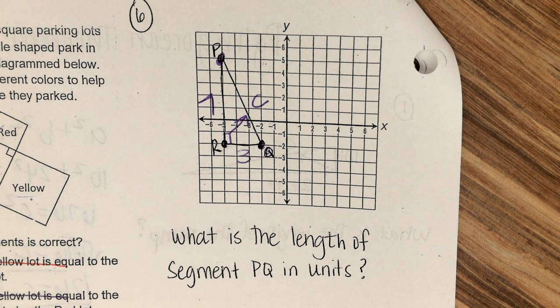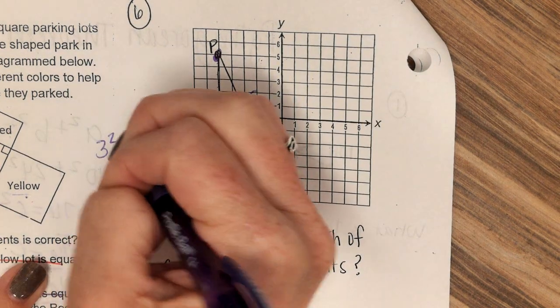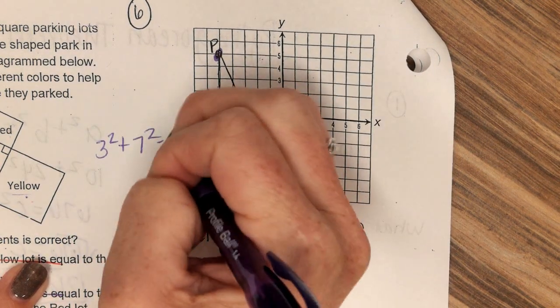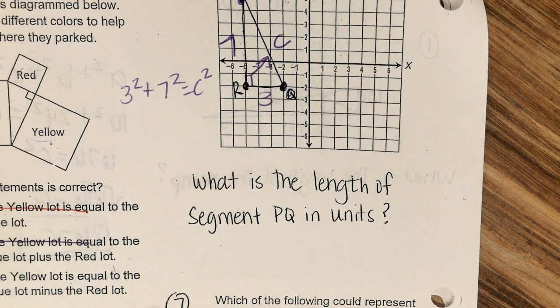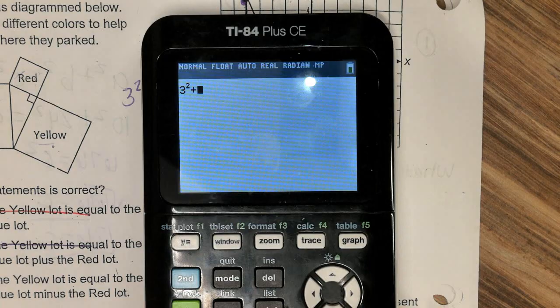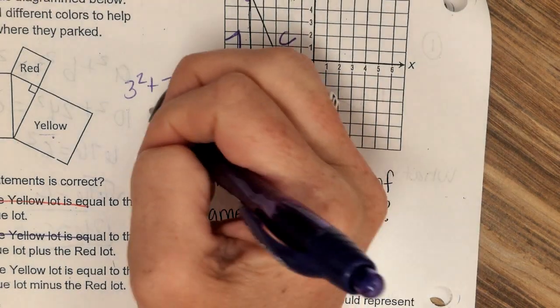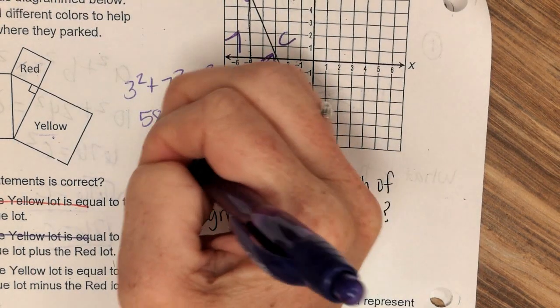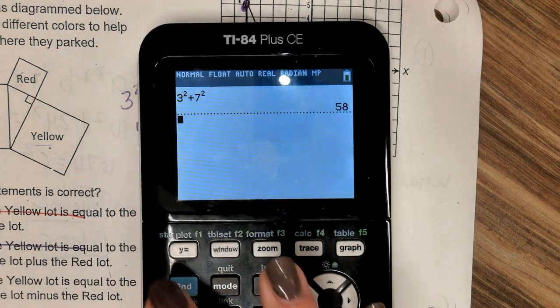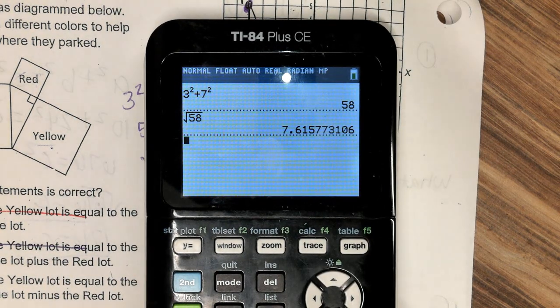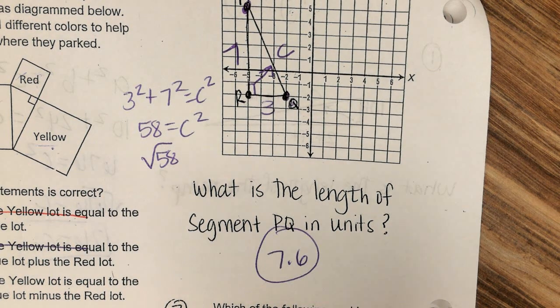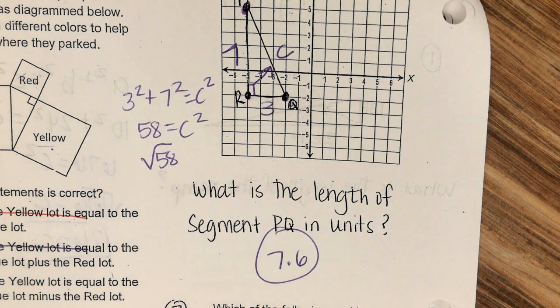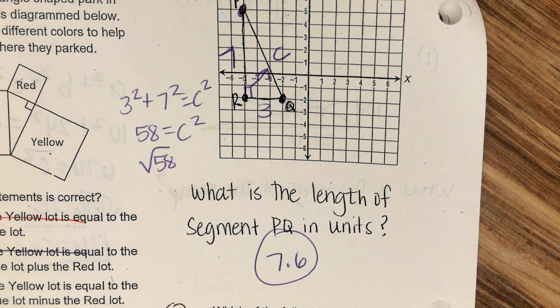C. All right, so I would say 3 squared plus 7 squared equals C squared. Do I add or do I subtract? Add. So I'm going to do 3 squared plus 7 squared, which is 58. What do I do to that number? Square root of 58 is 7.6 if I round. Do you see how we could not have counted that? There's no way. It's a diagonal. You can't count it.